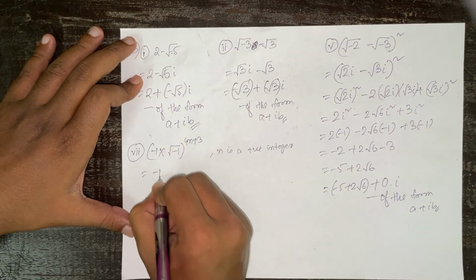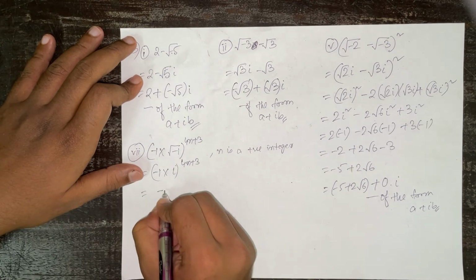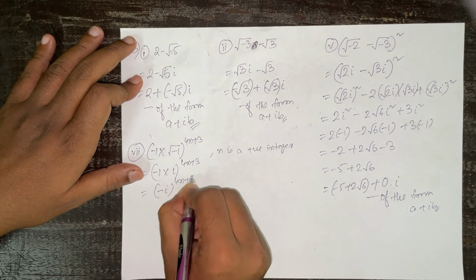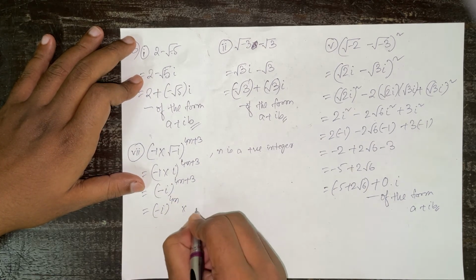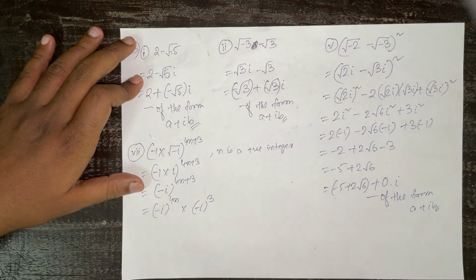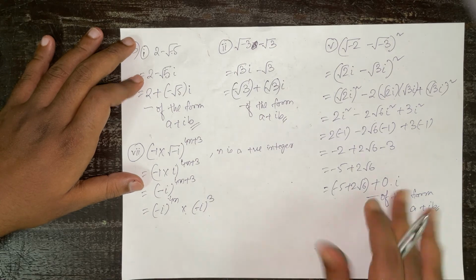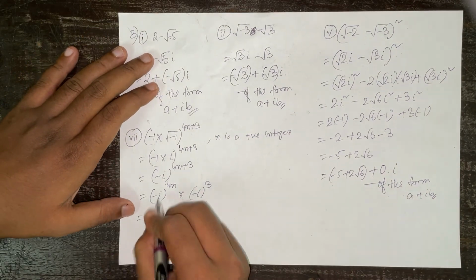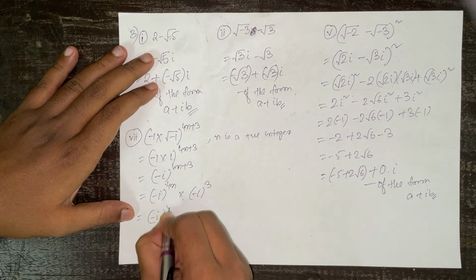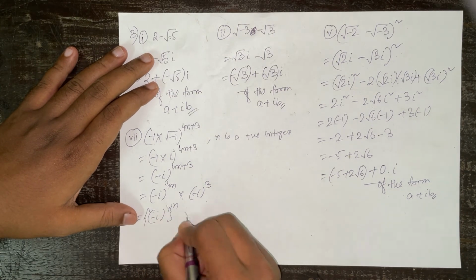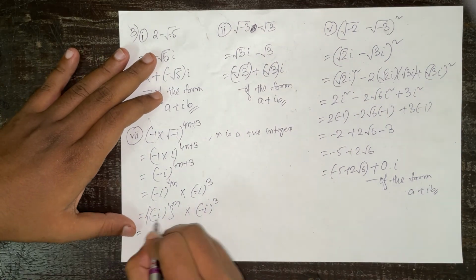So how do we write this? This is minus 1 into i, to the power 4n plus 3. So it is (minus i) to the power 4n plus 3. So this can be written as (minus i) to the power 4n into (minus i) cube. Obviously, because the power is plus, we can write this as this is the law of indices. So this one can be written as ((minus i) to the power 4) whole to the power n into (minus i) whole cube.